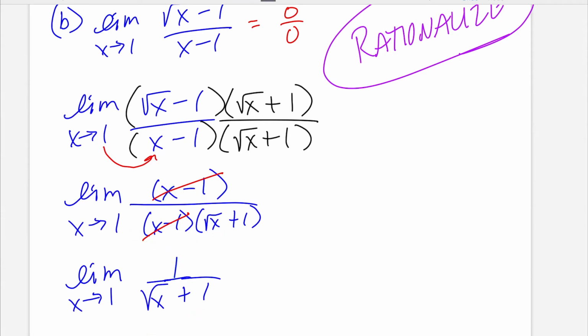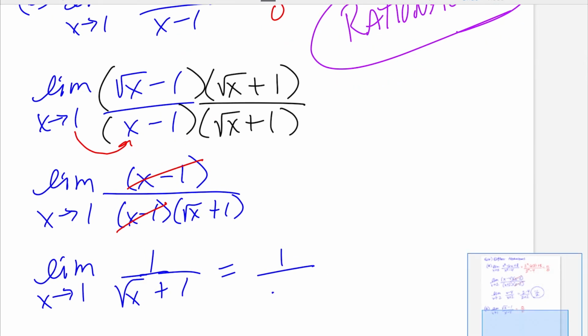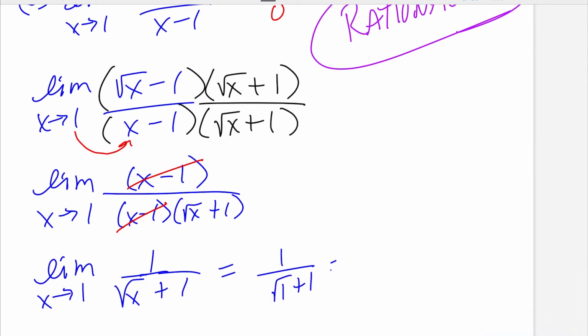That's a common algebra thing that people mess with. Then I plug it in. Once you plug it in, you drop the limit notation. The square root of 1 is 1, so I get that 1/2. All right?